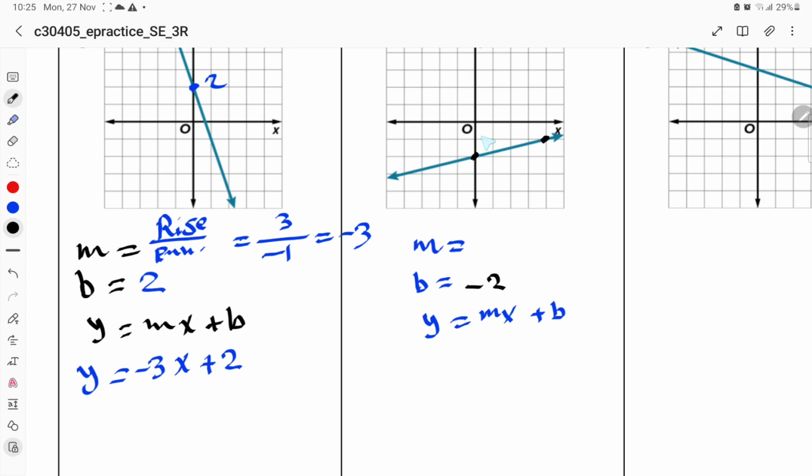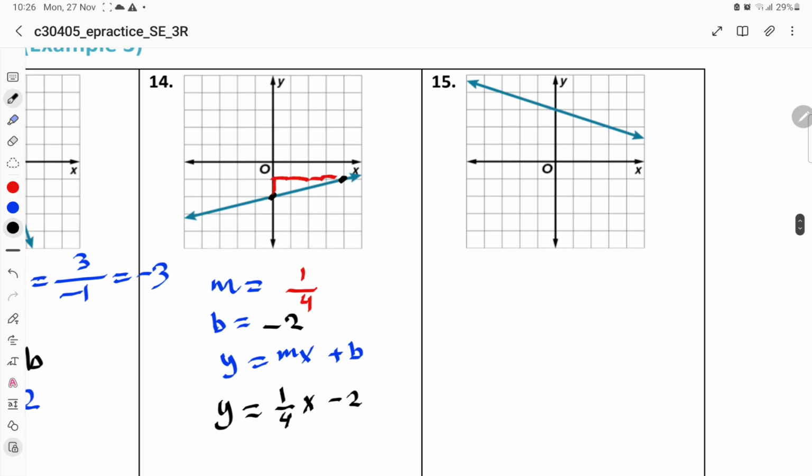Go from this one, rise over run. Now, from this point, for example, let's go rise. I went up 1 step, so the rise is 1. Over the run, how many steps? 1, 2, 3, 4. So 1 over 4. This is the slope. So my equation now is y equals m, which is 1 over 4, x plus, no, this is -2. So I will write -2 because the b is -2.